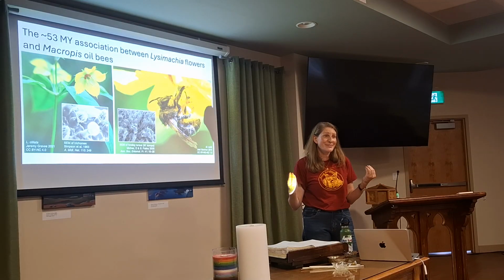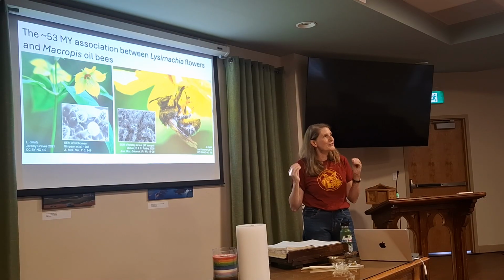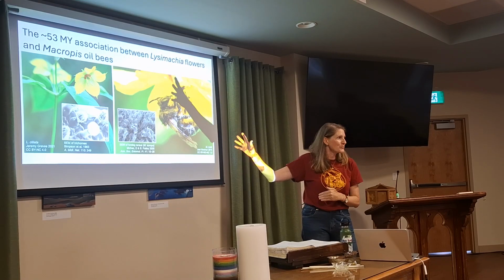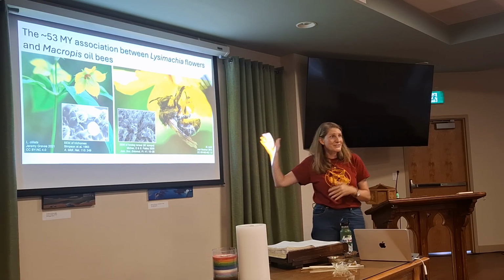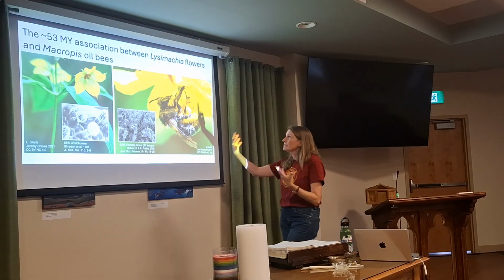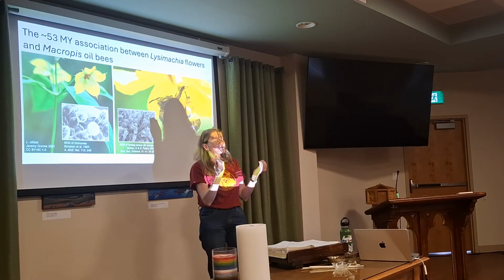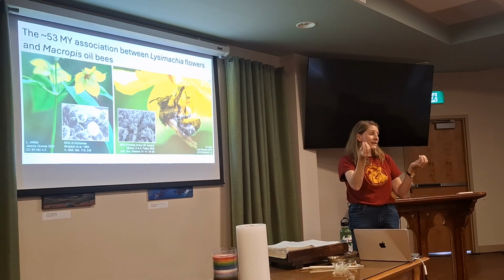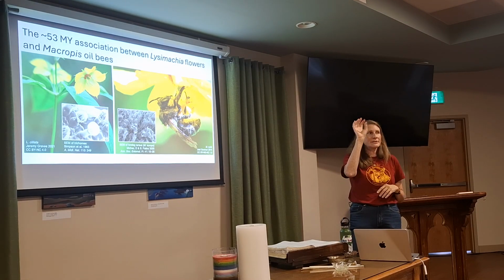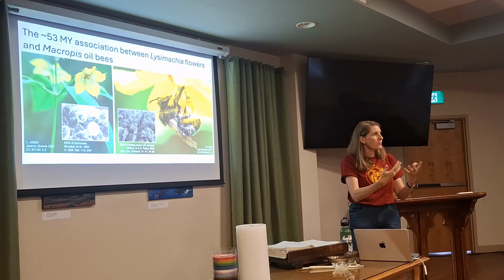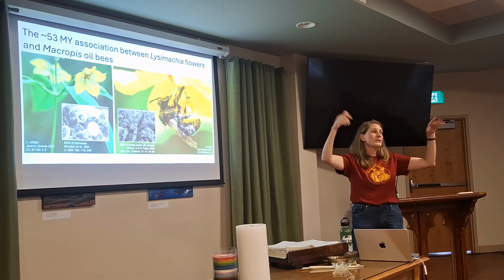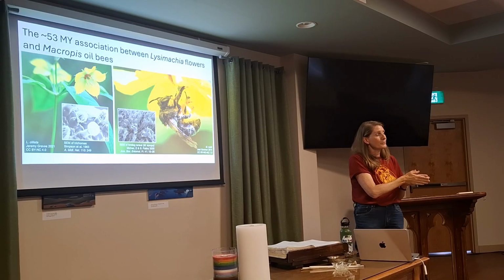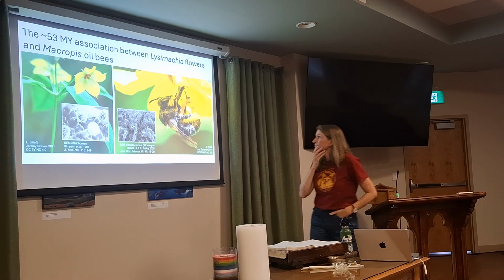estimated 53 million years. It's like one of the two oldest oil pollination systems. It's like dinosaurs were around when this evolved. It's pretty neat. And it's assumed or thought to be an ancestral character to both the genus of bees and the genus of plants. So the very first Lysimachia plants were producing oil as a reward, and then they diversified to create the many species of Lysimachia that we have today. Same on the bee side, same with the Macropus. They were harvesting these floral oils.